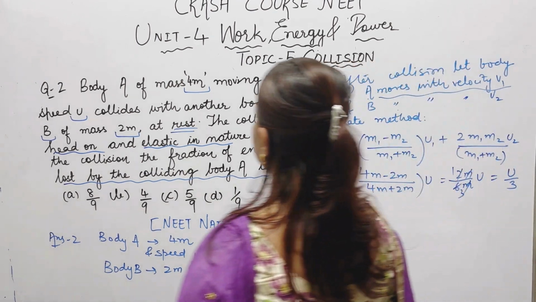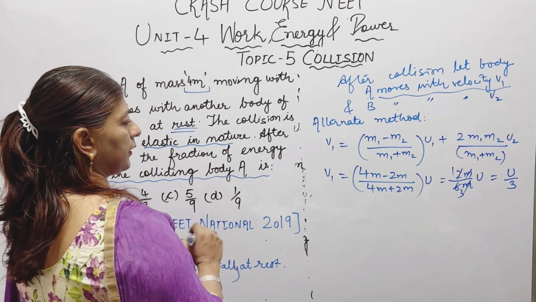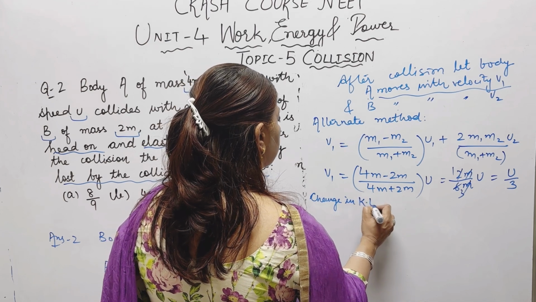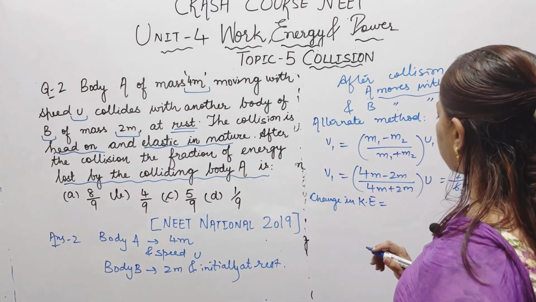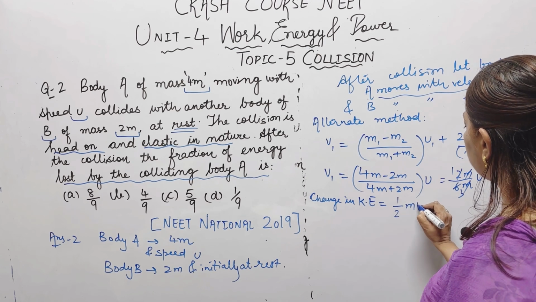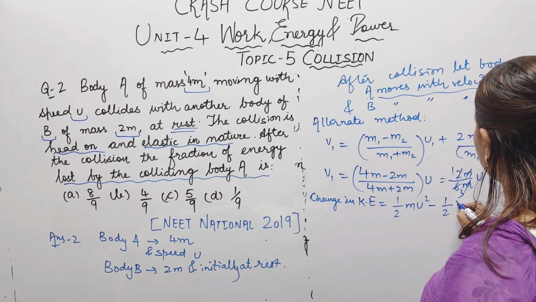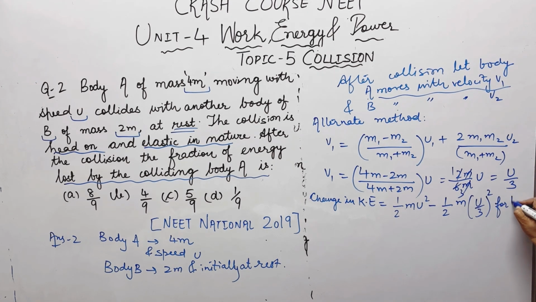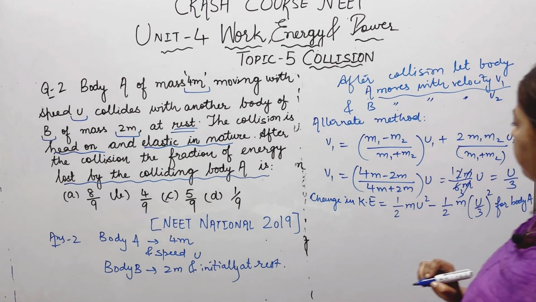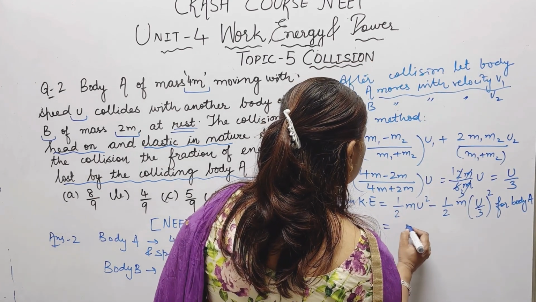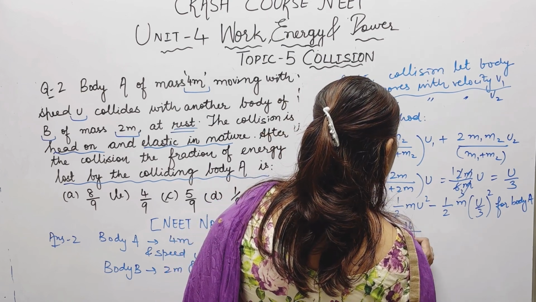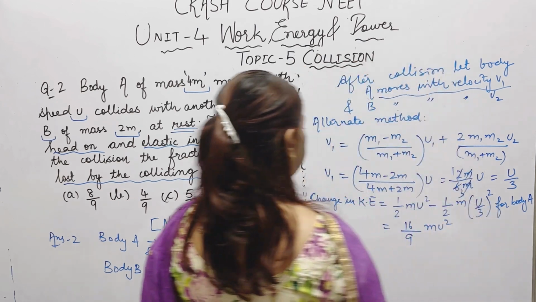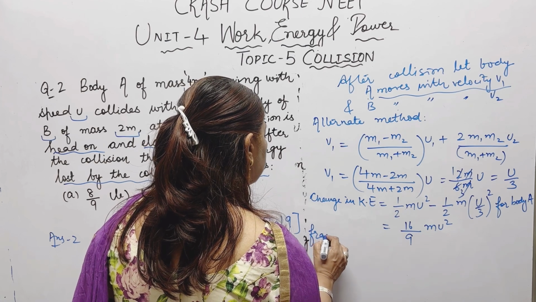Now we need to find out the fractional change of the kinetic energy. So first we'll find out the change in kinetic energy, that is half m u square minus half m, this time it remained u by 3 whole square, for body A. This value comes out 16 by 9 m u square. Now fractional change in kinetic energy.